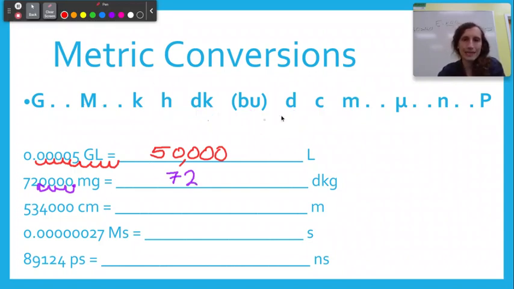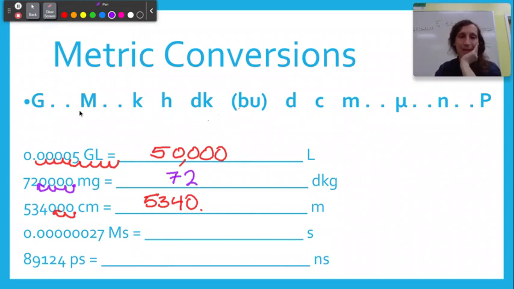All right, this next one, centimeters to meters. So centimeters right here. Meters is a base unit, so it's going back to the middle. I just need to move it 1, 2 places to the left. So right here, my decimal is on the right. It's an invisible decimal. 1, 2 places to the left. So this will be 5340, and then that decimal.